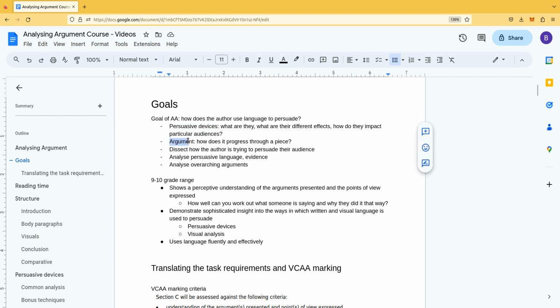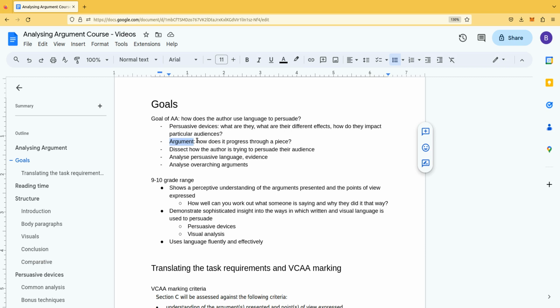The second most important thing we have to show is understanding of argument. How does an argument progress through a piece? You want to be able to show that you know what an author's overall contention is, but at the same time, you also have to be able to show why they might start or end a particular way and how they build certain arguments based on previous ones they've made.